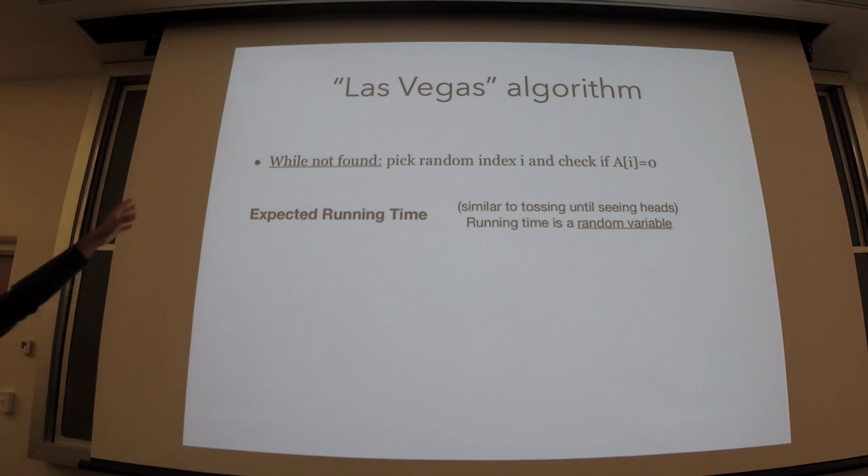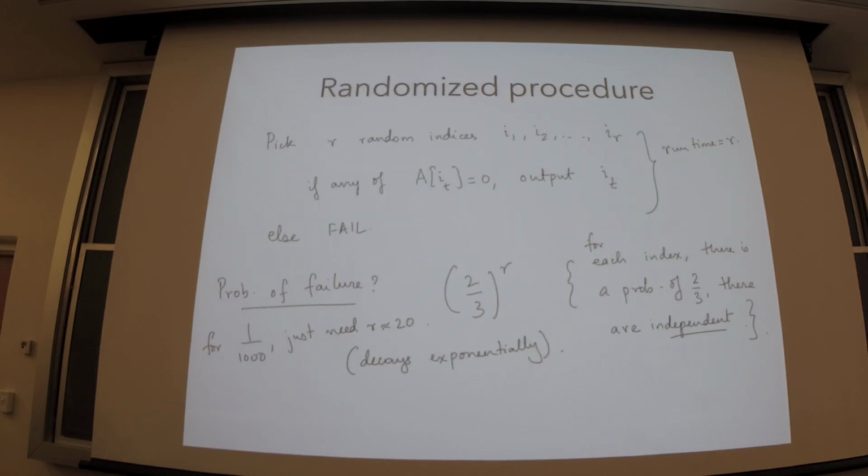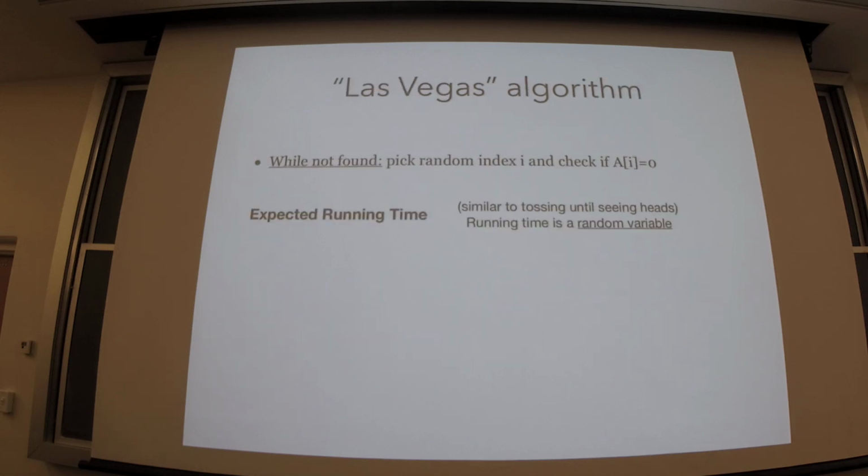Okay. But let's spend one more minute on this Las Vegas algorithm. So what is this? Suppose I change the previous procedure. Earlier I just picked R random indices and did this. And now I'm saying, while not found, pick a random index i and check if A[i] exists. Okay, so you can potentially do this indefinitely.